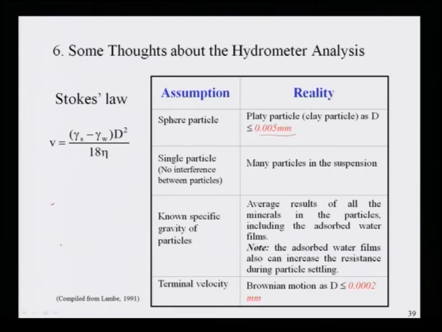Many particles may behave as one particle. Like these 3-4 soil particles, they will mix and behave like one particle. Then terminal velocity is not possible in the case where d is less than or equal to 0.0001. So this is the assumption, and this is the drawback of reality, particularly in the case of hydrometer analysis. Despite this drawback and these assumptions, this has been used popularly everywhere to classify fine grained soil based on your hydrometer analysis.